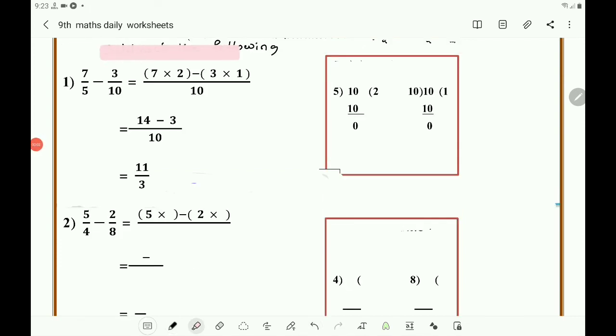Next, subtract the following. Here that is the subtraction of fractions. Methods are the same here. In the numerator, instead of adding, you must subtract. Here 7 by 5 minus 3 by 10. Find the LCM of 5 and 10. What is the LCM of 5 and 10?